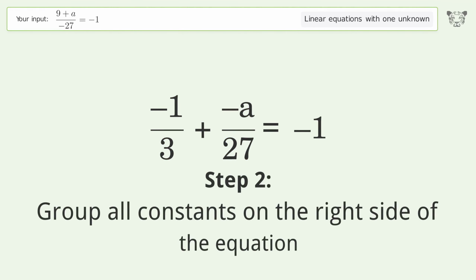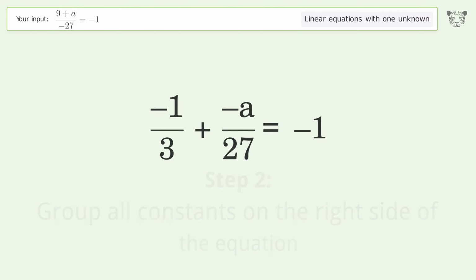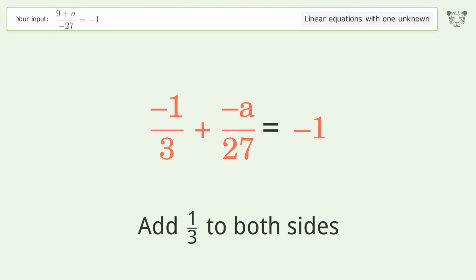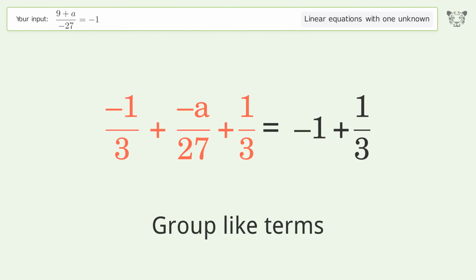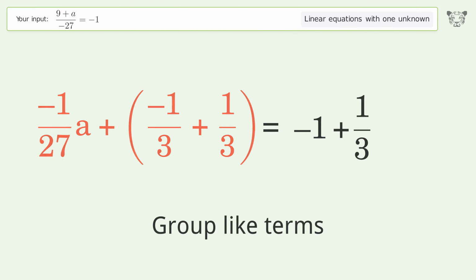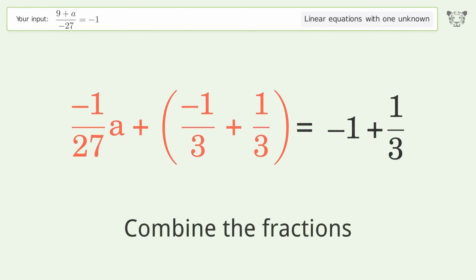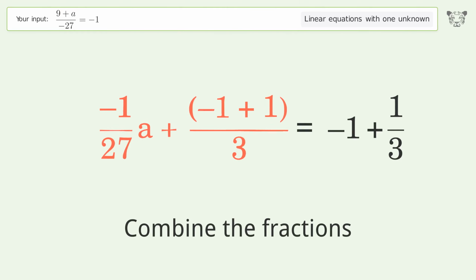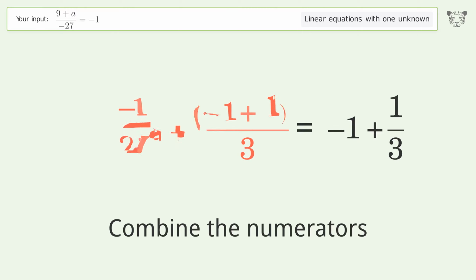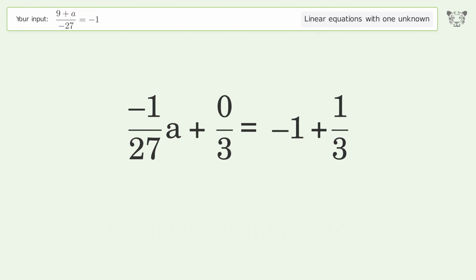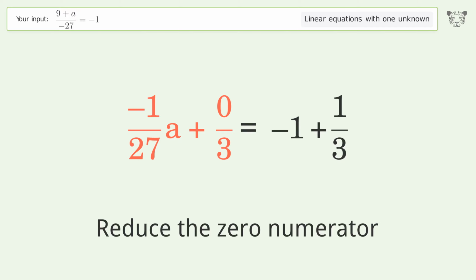Group all constants on the right side of the equation. Add 1/3 to both sides. Group like terms. Combine the fractions. Combine the numerators. Reduce the zero numerator.